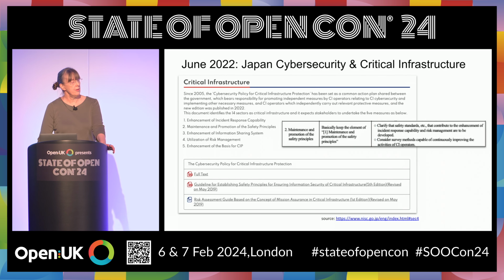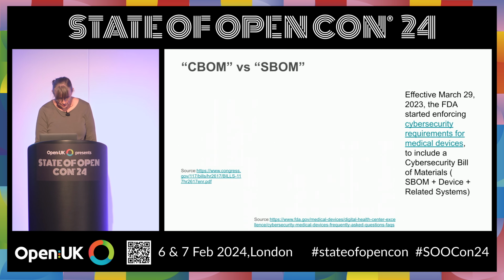In June of 2022, Japan issued their cybersecurity and critical infrastructure guidance. And in there was a nice little Easter egg for us all, which included maintenance and promotion of safety principles. In addition to security, if you're working with critical infrastructure, you need to adhere to the safety guidelines, because it's one thing to fix a bug and then cause more problems. You don't want to do that. And so that has a whole bunch of very interesting, subtle implications for this, and for increased transparency, quite frankly.